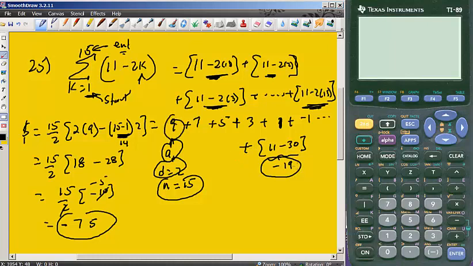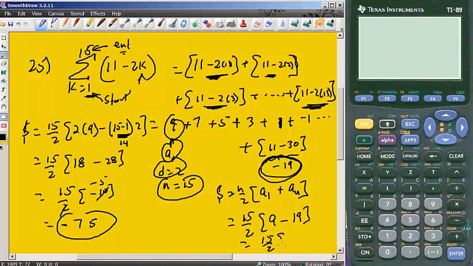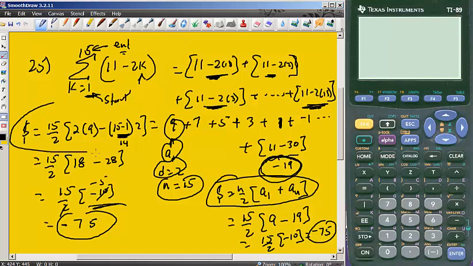If I know my first term, I know my last term, which is negative 19, I can use this formula, S is equal to n over 2, all that times the first plus the last, which is going to give me 15 over 2 times the first, 9, minus the last, which is plus 19, which is 15 over 2 times negative 10, which is the same thing as right there, which is going to give me negative 75. Okay, so sometimes this formula is easy to use because if you know the first and the last term, and if you can't find the last term, then you can just use the other formula.